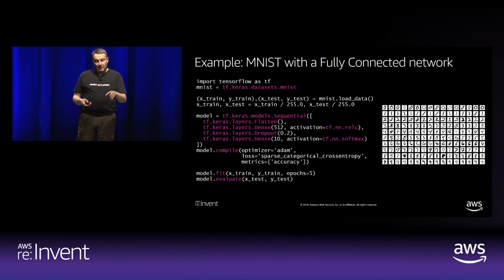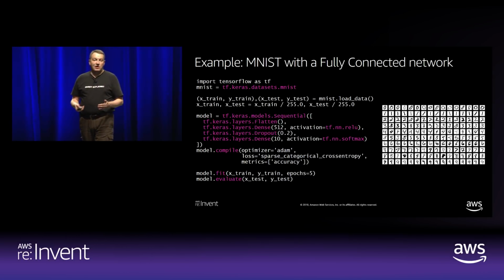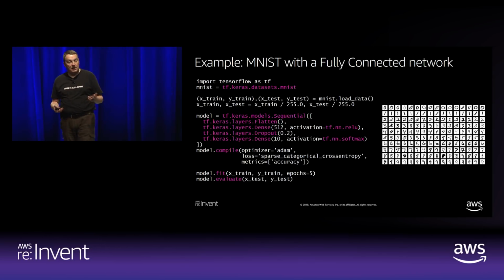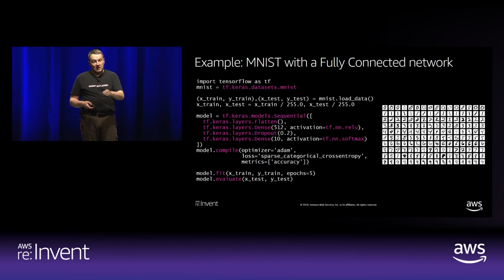And then I compile the model. I use the Adam optimizer, which doesn't require a learning rate. It figures out the learning rate automatically. I define a loss function. Here I want to build a multi-class classifier, so I use that sparse categorical cross-entropy function. And the training metric here should be accuracy.